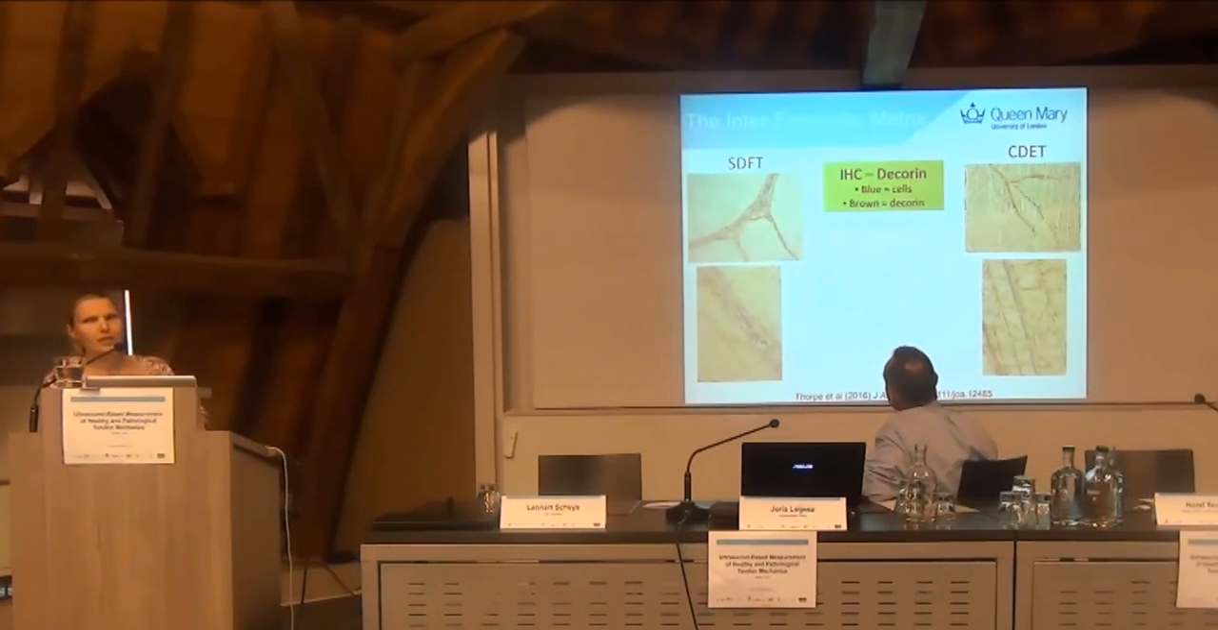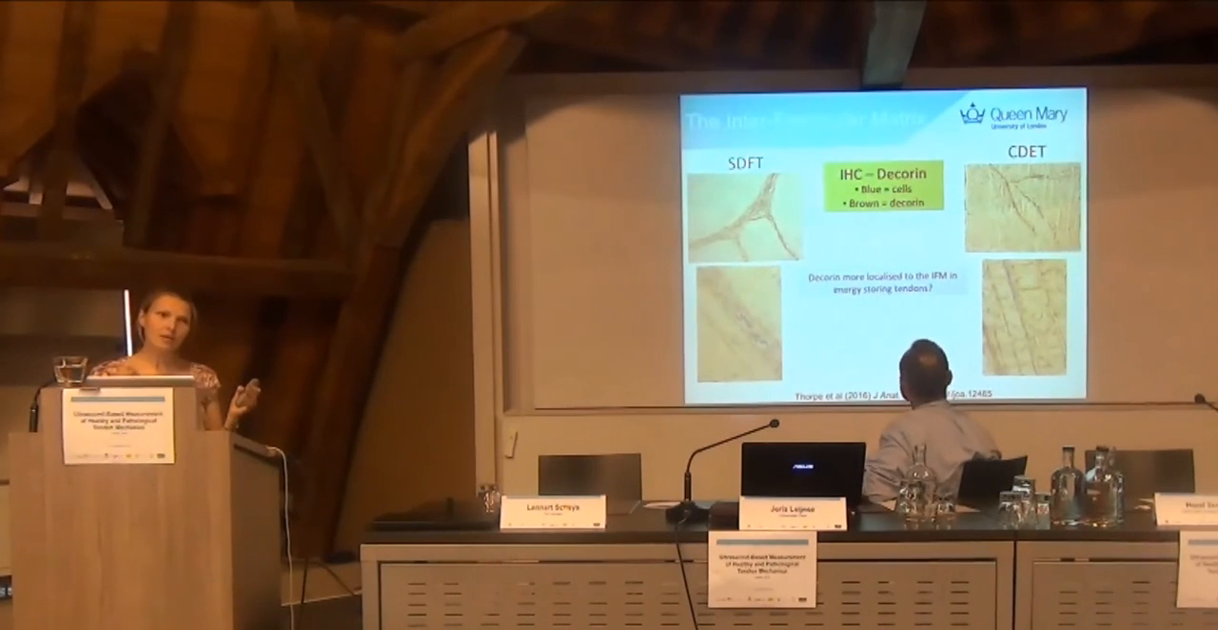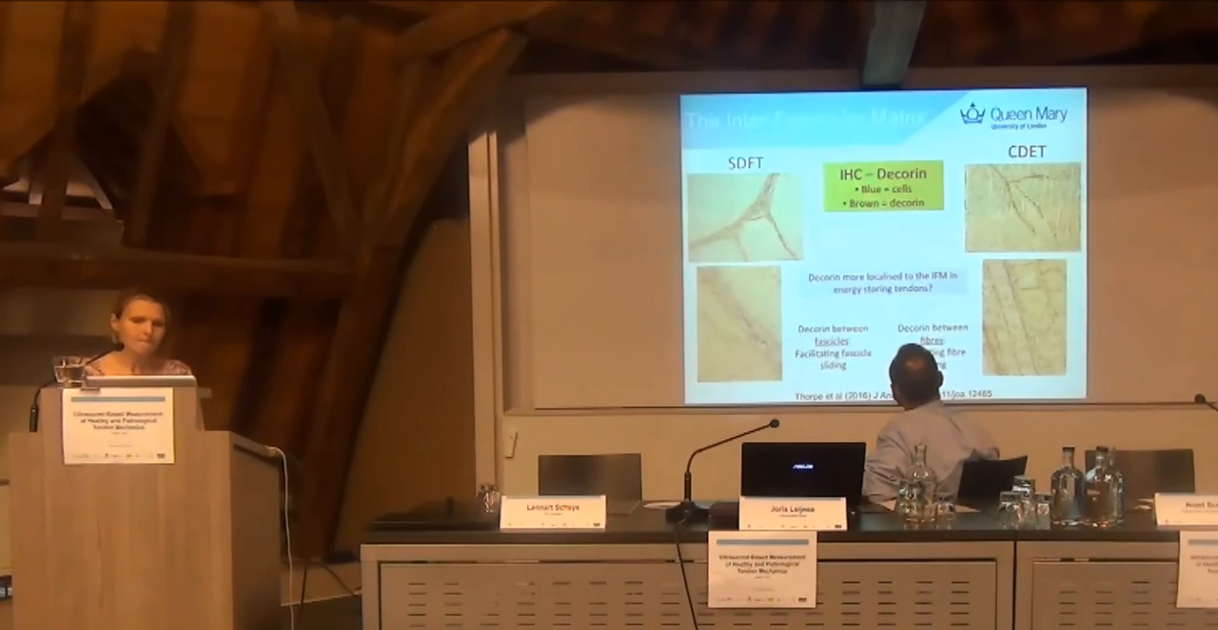Decorin is a bit more interesting. The primary proteoglycan we see in tendon is actually quite fascinating. Here it is, localised predominantly to the interfascicular matrix in the energy storing tendon. But in the positional tendon, there seems to be a lot of it down between the fibrils and the fibres. But remember, that tendon type used fibril fibre sliding. So maybe it's where it needs to be in the different tendon types to allow those different behaviours.